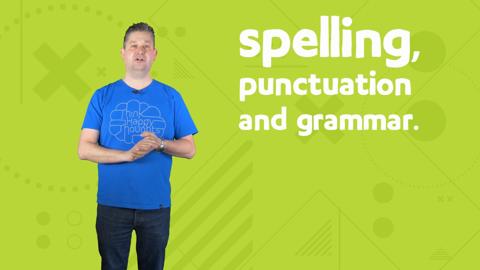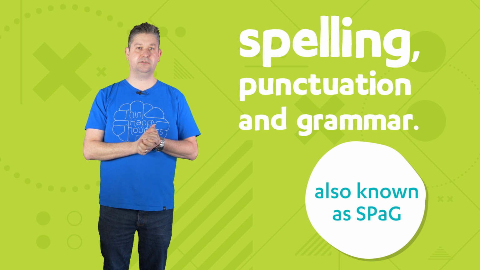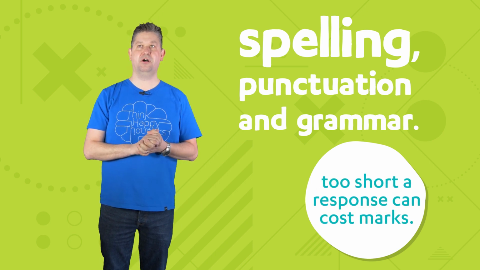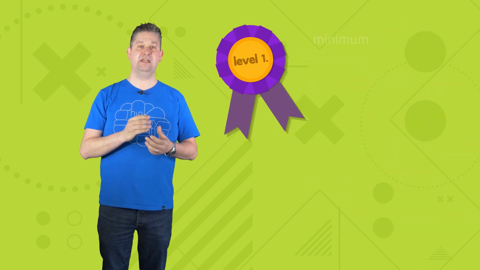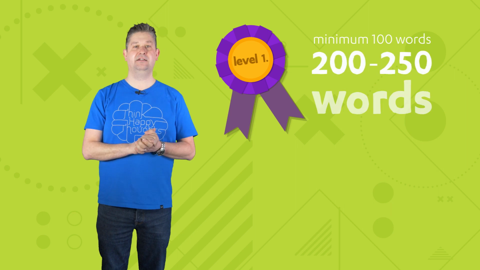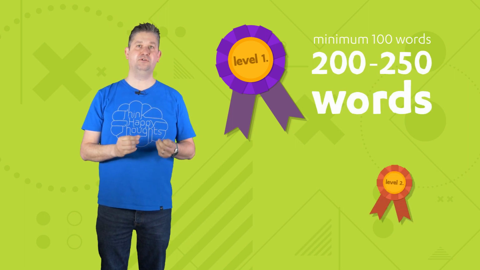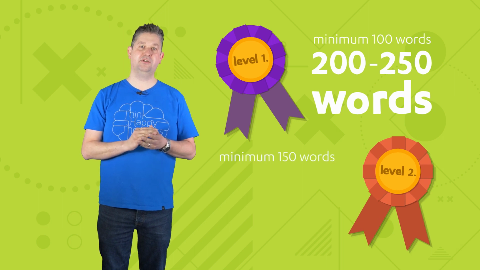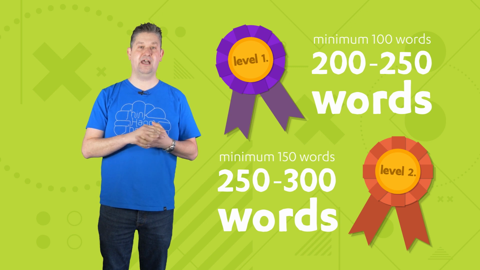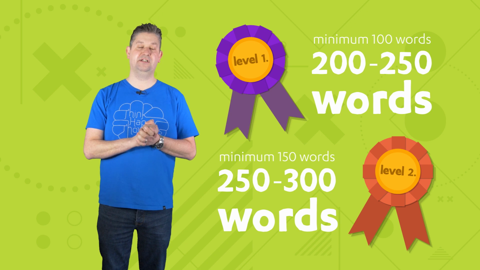To gain maximum marks for spelling, punctuation and grammar, learners need to produce a suitable amount of words. If they write too short a response, they will not be able to gain maximum marks. Learners should be advised of a minimum of 100 words at level 1, but ideally need to be aiming for 200 to 250 words. For level 2, it should be a minimum of 150 words, and again ideally we're looking at about 250-300 words for this assignment. They need to ensure the response is appropriate to what the question is asking them.